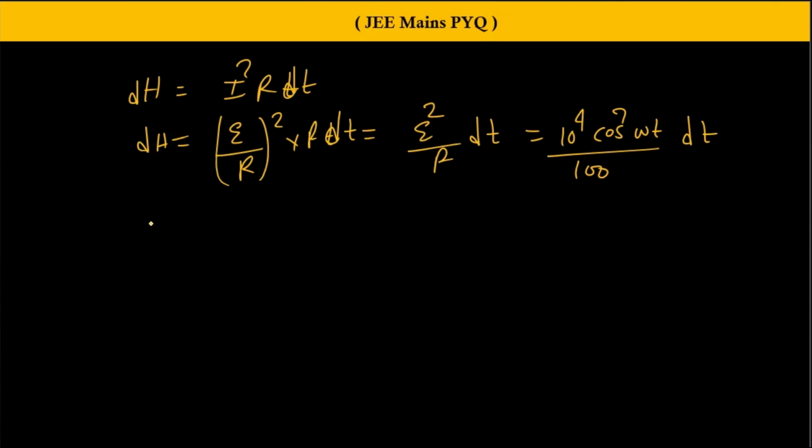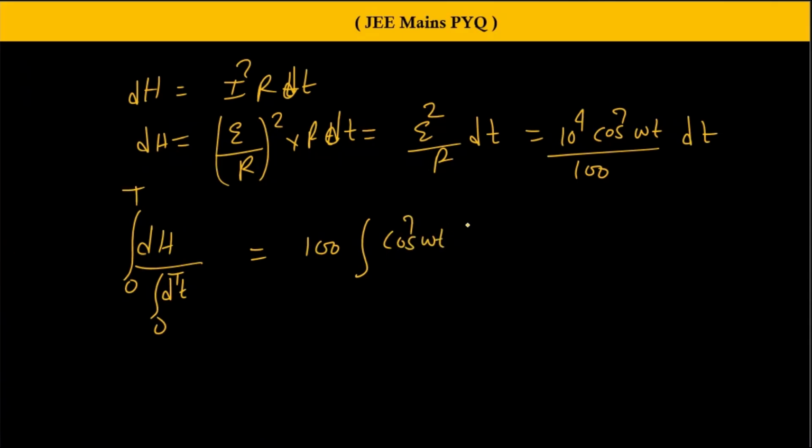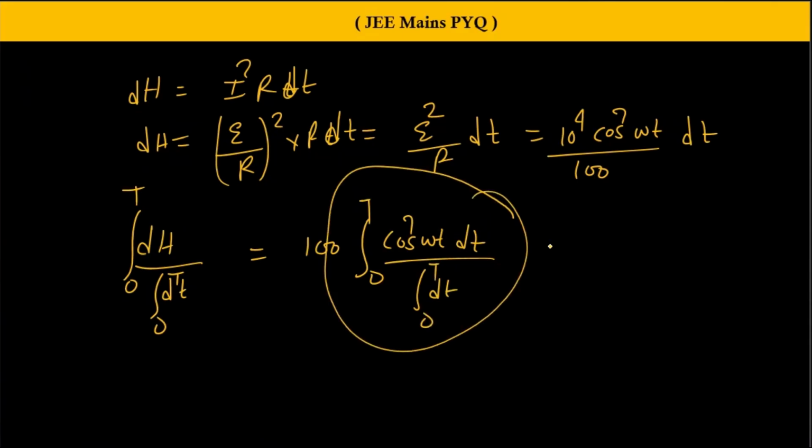Now we have to calculate the average of this. So how do you find the average? Integral from 0 to T of this, divided by integral of dt from 0 to T. This is how you do it. There is no need to solve this, I'm simply putting the formula. So I took 100 common. Cos square omega t dt from 0 to T divided by dt from 0 to T. You know its value is half, right? So this is 100 by 2. This is your 50 joule.